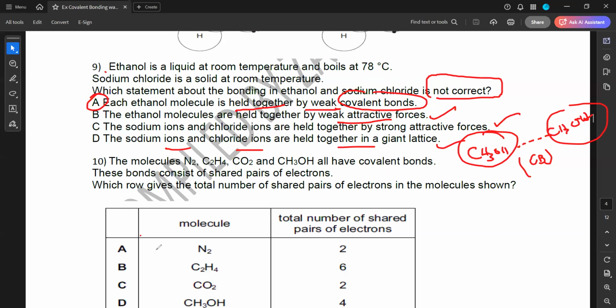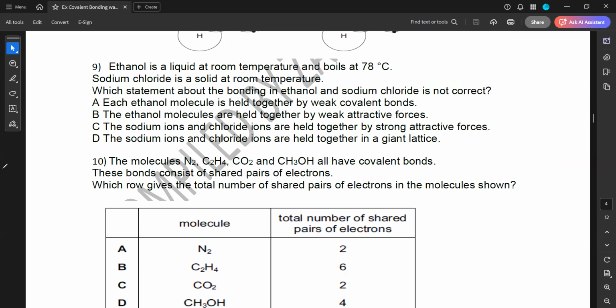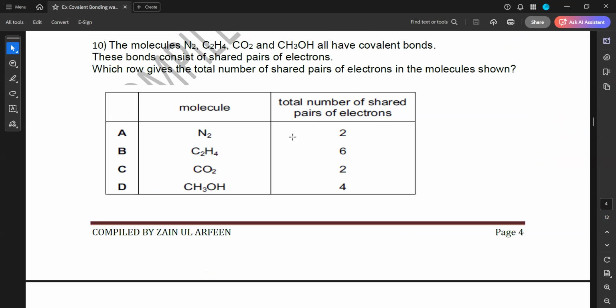For question 10, the total number of shared pairs of electrons, B is the right answer. Why is B the right answer? When we draw the structure, N2 means 2 nitrogen. Nitrogen belongs to group 5, so it will share 3. So how many shared pairs of electrons? 3 shared pairs of electrons are there. In C2H4, there are 2 carbon atoms and 4 hydrogen atoms.